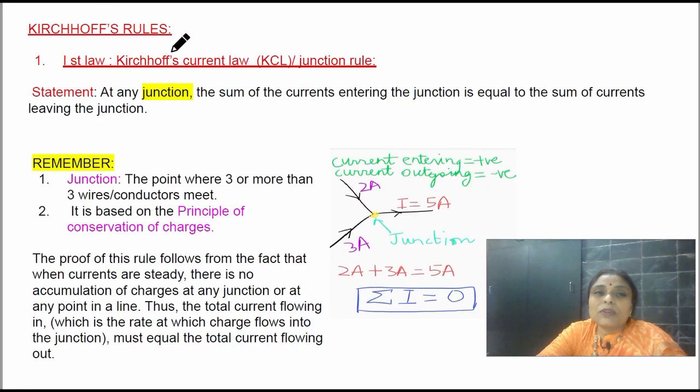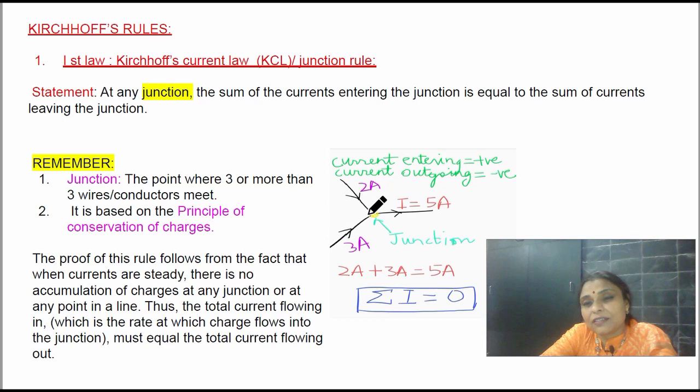Kirchhoff's first rule is known as Kirchhoff's current law, or it is called the Junction Rule. The statement of the first rule: at any junction, the sum of currents entering the junction is equal to the sum of currents leaving the junction. Now, what do you mean by that? What is the meaning of junction? A junction is a point where three or more wires meet. So for example, this point is a junction.